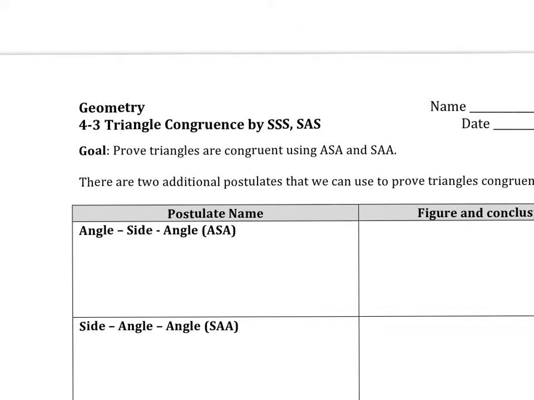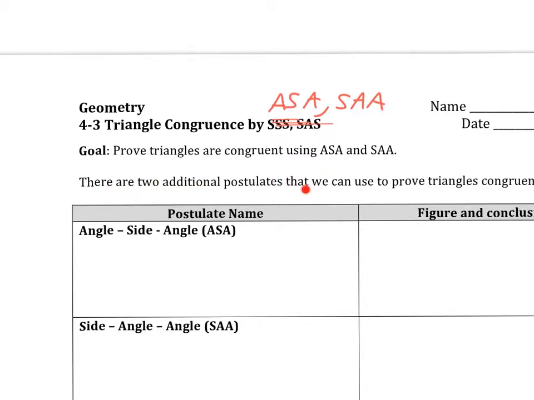All right, geometers, on this day we want to prove triangles are congruent. Guess what I forgot to do? Please delete that. And we have to make a change here. We are going to be using angle-side-angle and side-angle-angle. Just a heads up, that can also be called angle-angle-side. All right, so we've already done side-side-side and side-angle-side.